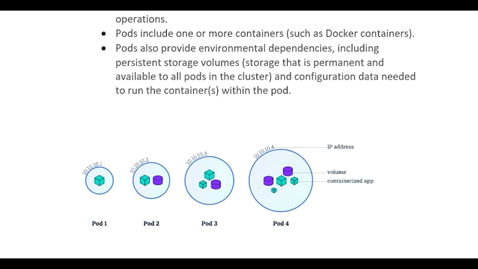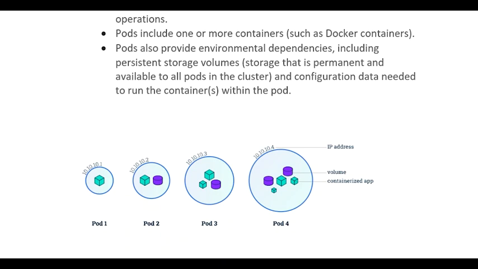These are the pods: pod one, two, three, four. The first one is a pod which has an IP address. In the next pod, there is a volume with containerized applications, and it has its own IP address. Then we have pod three, in which we have created two containerized applications and one volume. Then the IP address is assigned to that pod.